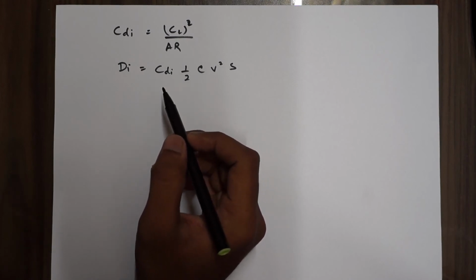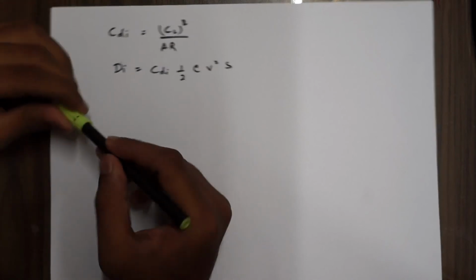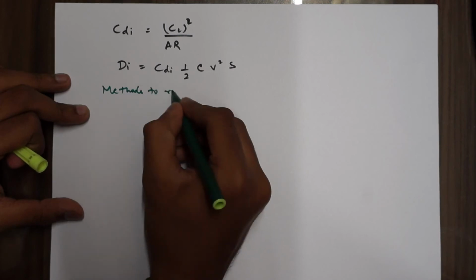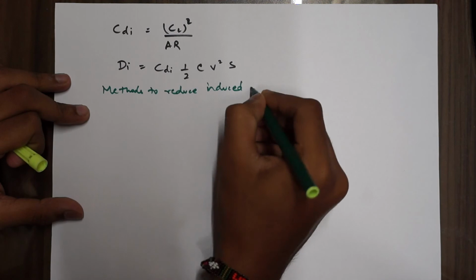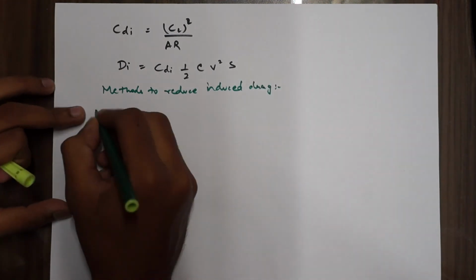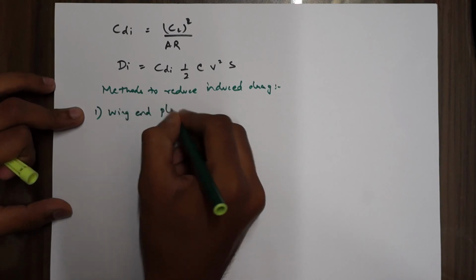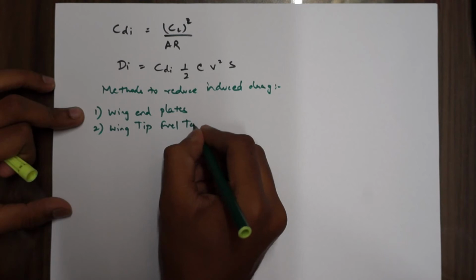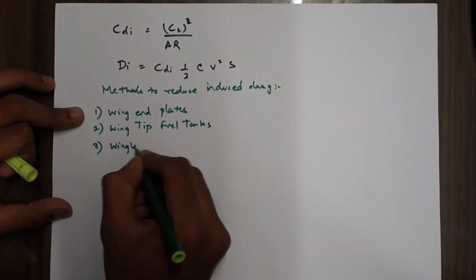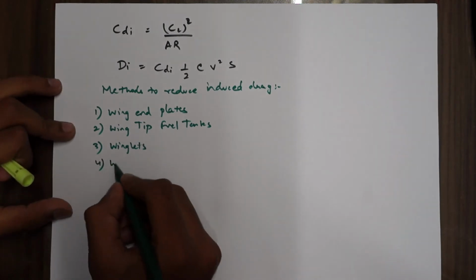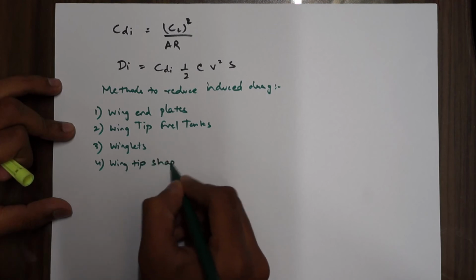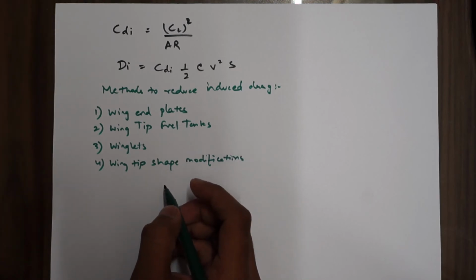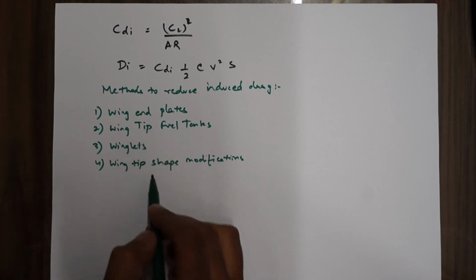Now we'll discuss methods to reduce induced drag. This is also an important segment, so just pay attention. Simple ones are wing end plates, wingtip fuel tanks, winglets, and wingtip shape modifications. I'll write them down first, then we'll discuss them, and then we'll discuss the boundary layer.